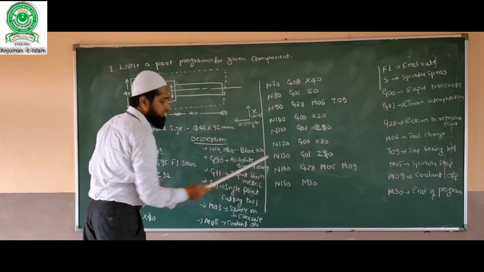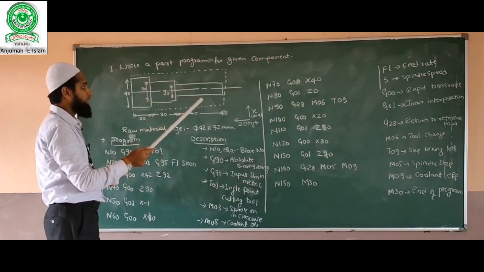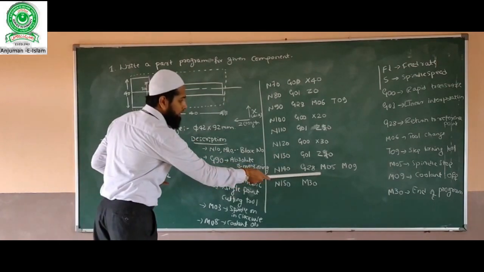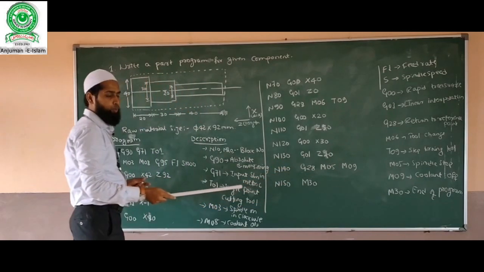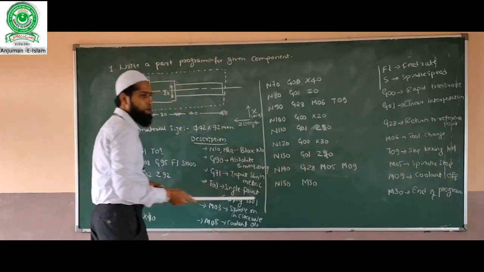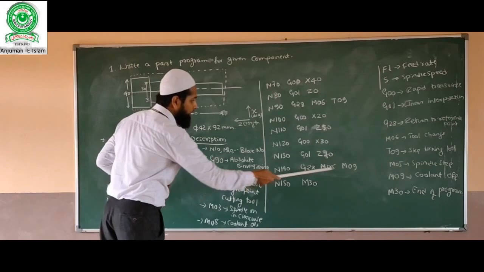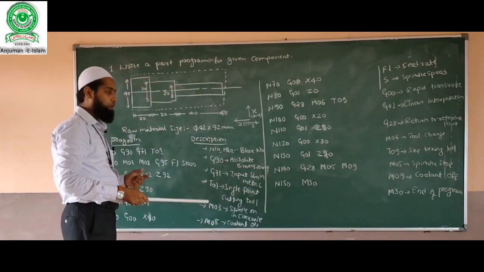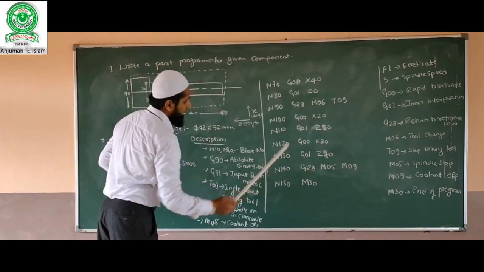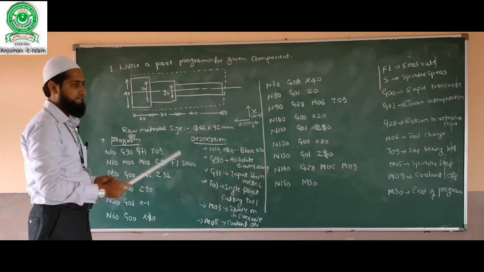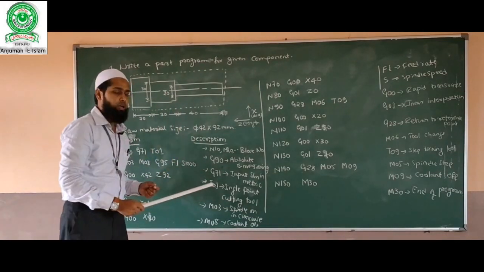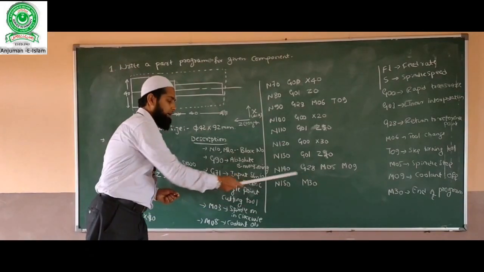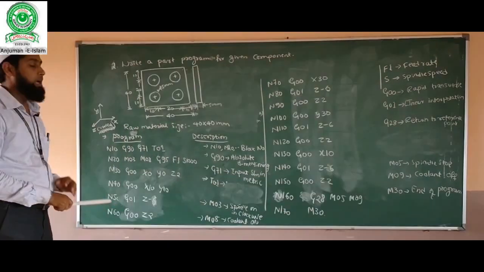So I give the command G28, return to reference point, and stop the spindle and then stop the coolant. M05 is spindle stop, and M09 is coolant off. Then finally the component is ready. So I end the program, and M30 is the end of program.